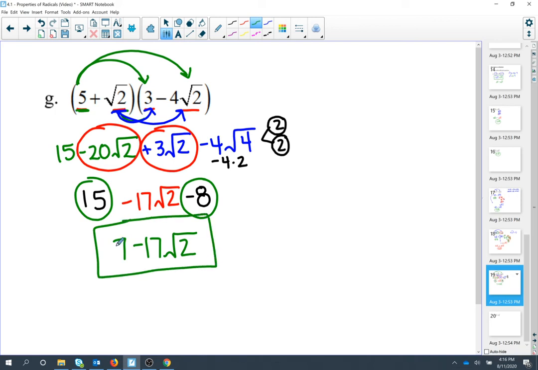But a lot of kids will try to take 7 minus 17. You can't do that, okay? 17 has a root 2 on it. That's like trying to do 7 minus 17x. They're not like terms. You can't put them together, okay? This guy has a root 2. Leave it alone. So that's as far as you can go.